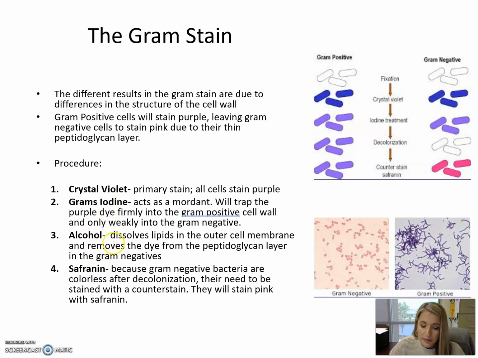Let's say you were going through the procedure and you forgot to use alcohol. So you just did crystal violet, you sealed it in, and then you went straight to safranin. Well, if you don't rinse with alcohol, you're not going to pull the purple out of the gram-negatives. The gram-negatives will stay purple just like the gram-positives. So in the end, everything would just appear purple. So it's very important that you stick to the proper order of the reagents, which would be crystal violet, iodine, alcohol, and then safranin.